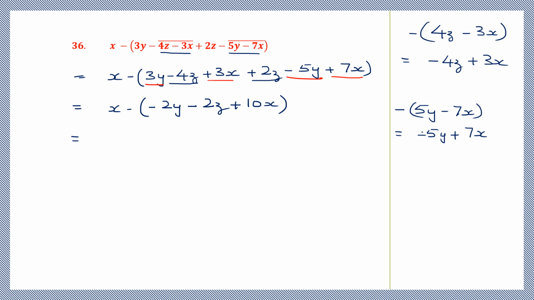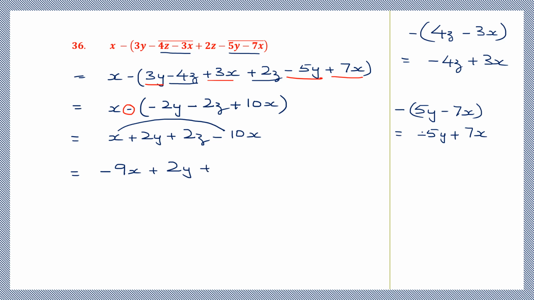Now we're going to open or remove the common brackets because we finished simplifying what's inside, but before that look at the sign before the bracket. So x, now all the signs inside will change because it's a minus sign before the bracket. So plus 2y plus 2z minus 10x. Now x minus 10x. Signs are different. Put the sign of the bigger number and subtract. 10 minus 1 is 9. Minus 9x plus 2y plus 2z. So our final answer, minus 9x plus 2y plus 2z.